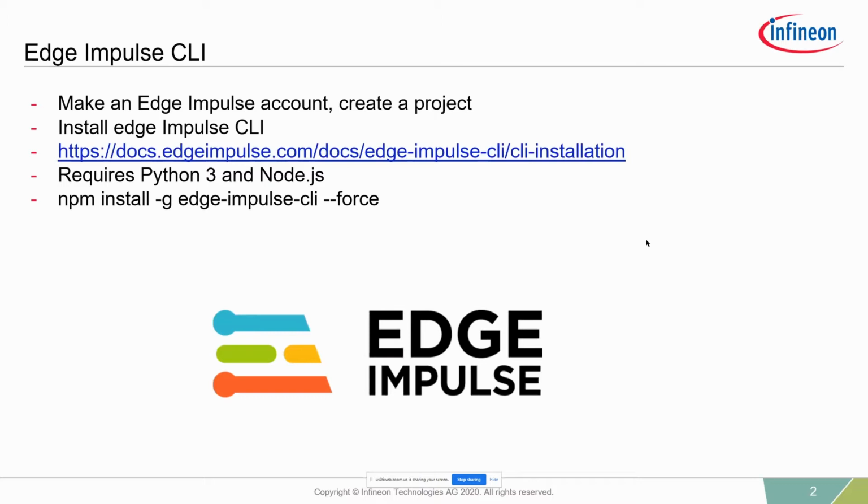The Edge Impulse CLI does require Python 3 and Node.js, and you can simply run this from your command line, and you will install the Edge Impulse CLI. Jenny just posted the link to the installation guide for the CLI in the chat. So if you don't have this, go ahead and do this now as I move through the slides. It's pretty easy, shouldn't have any issues. And if you do, you can ask questions in the chat.